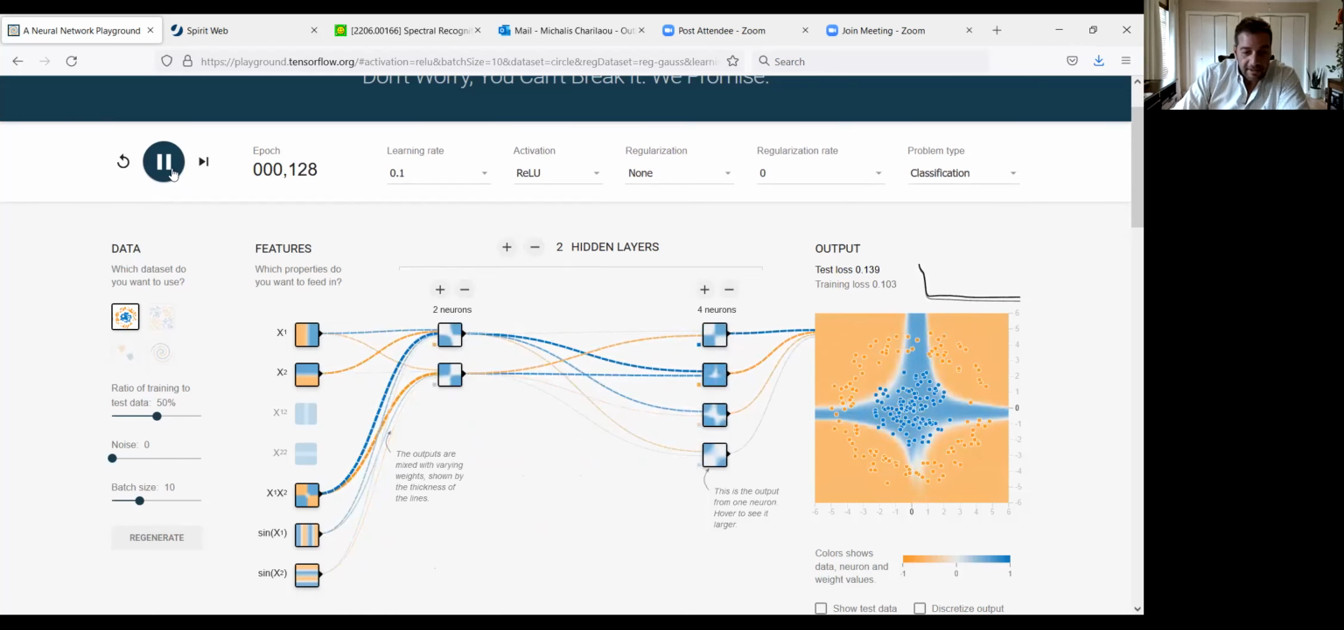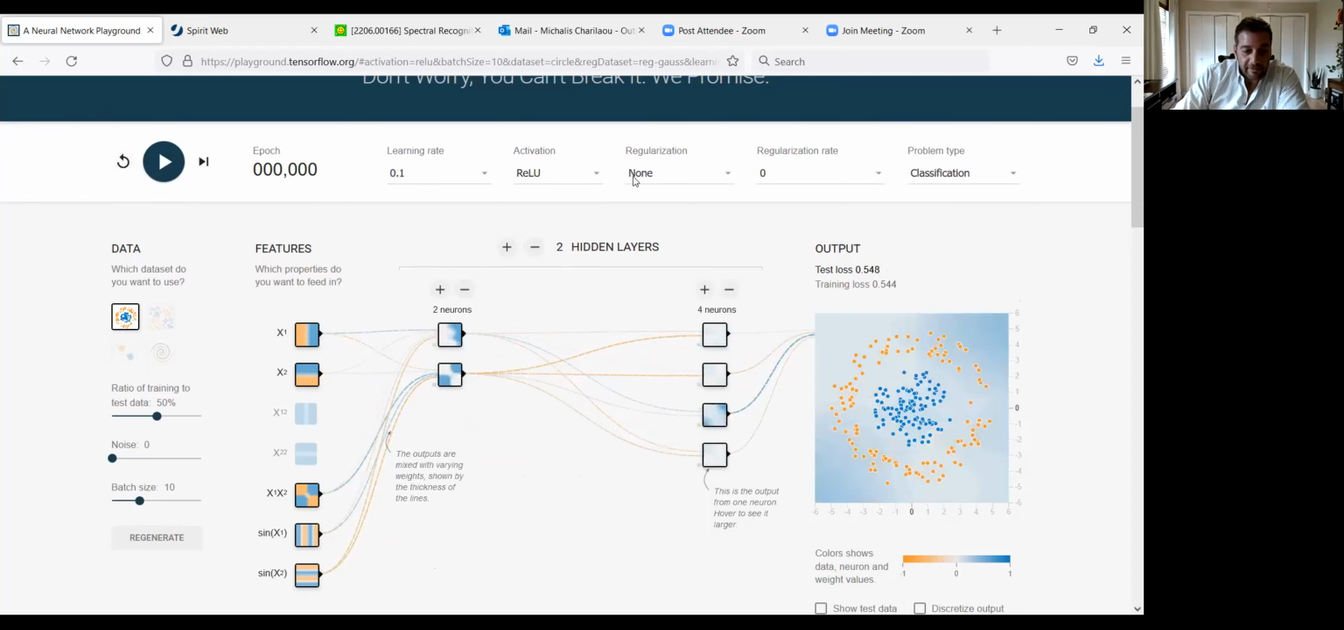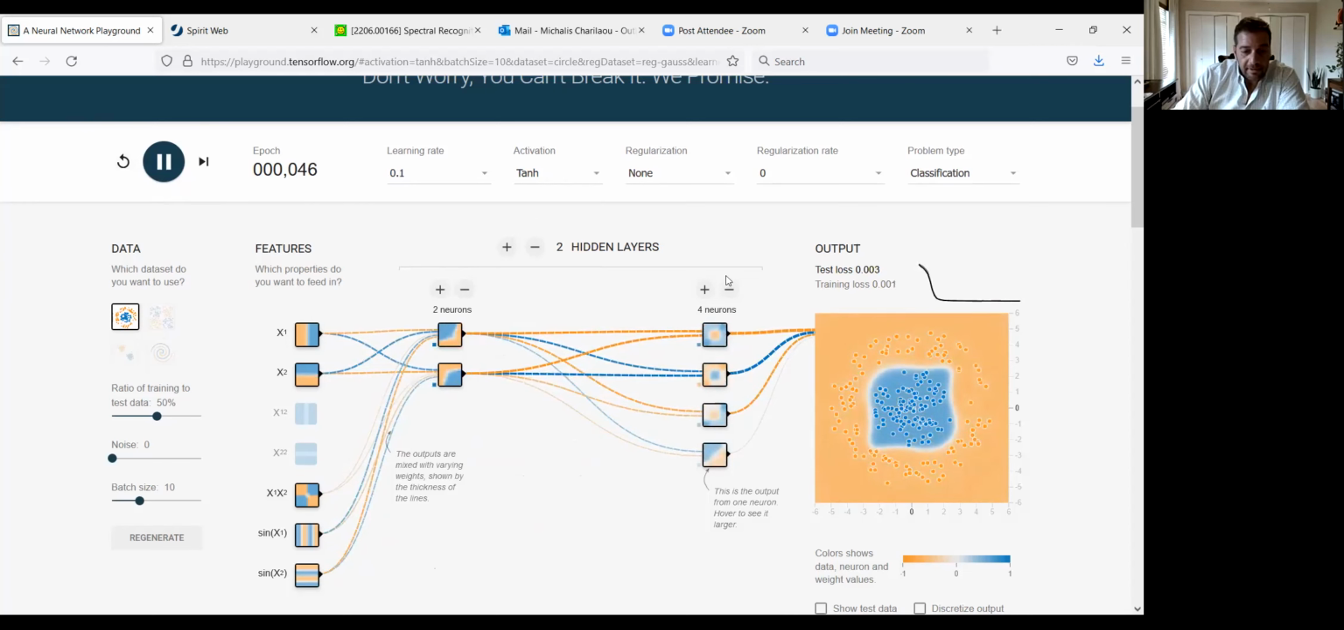Okay. Now it finds this prediction, and we have a loss of 0.14. If we change the activation function to the hyperbolic tangent, we have a much better result. The loss function is much lower. So it depends on both the activation function and the architecture.